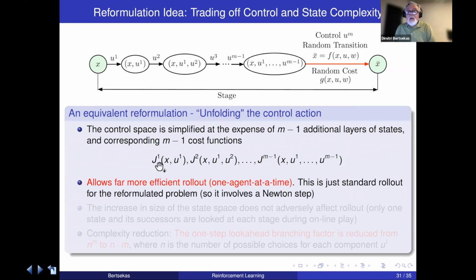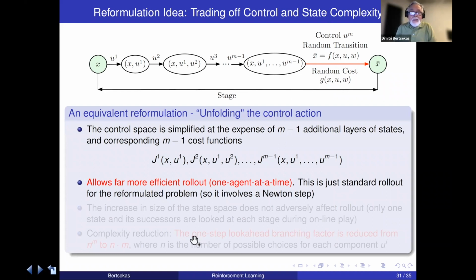On the other hand, some algorithms, they're not bothered by large state space. And what's important is the control space. And one of them is rollout. Rollout for this problem here, the reformulated problem, is much simpler. And this is the kind of algorithm that we're going to study.